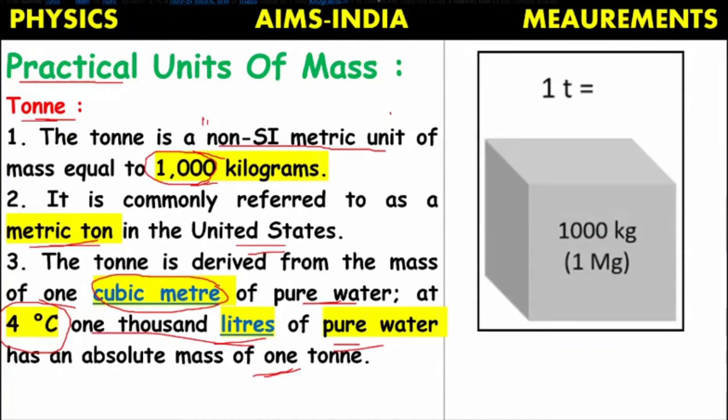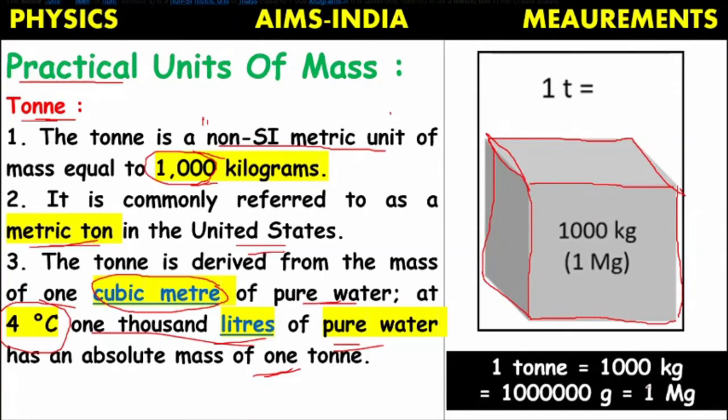If we take 1 cubic meter of volume, meaning 1 meter length, 1 meter breadth and 1 meter height, and take a container like this and fill that entire volume with pure water, the mass of that pure water, without the mass of the container, kept at 4 degrees centigrade is considered as a ton, which is equal to 1000 kg. 1 ton equals 1000 kg.